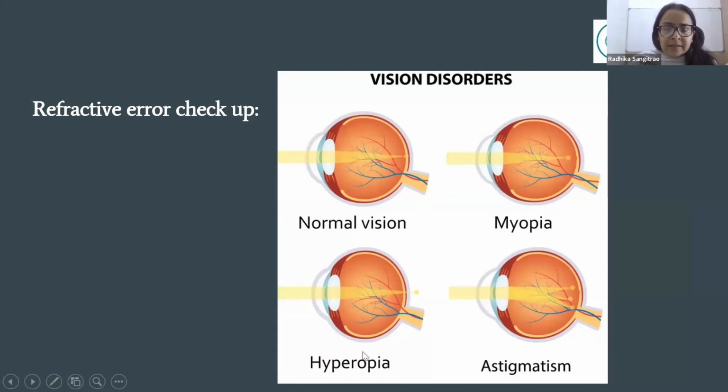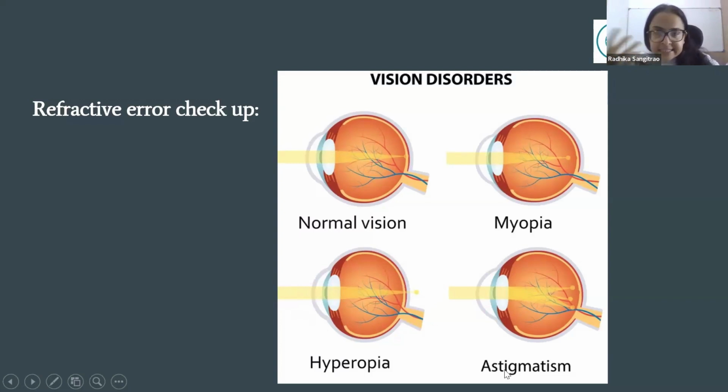Then in the lower left corner, you see this refractive error called hyperopia. That is basically people who have plus numbers. In their eyes, the eyes are slightly smaller in size compared to myopia. Because they are smaller, these rays of light are focusing behind the retina. So you need a convex lens to focus them back on the retina.